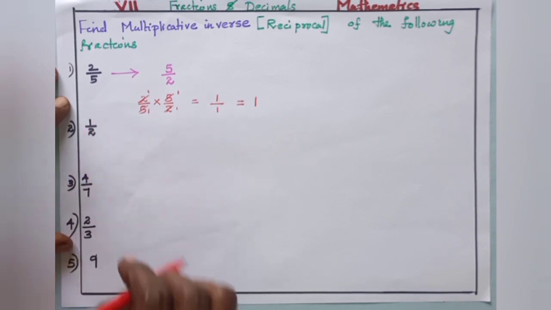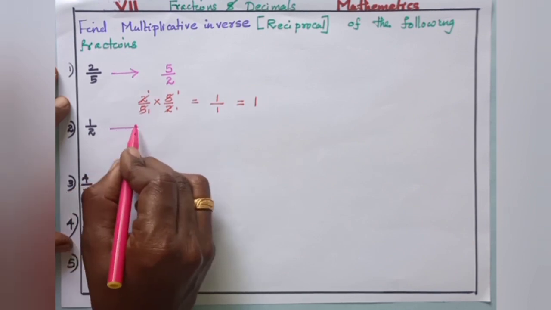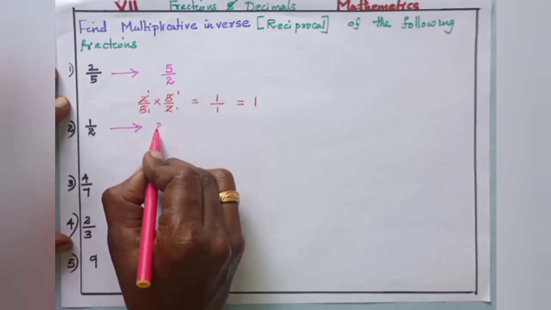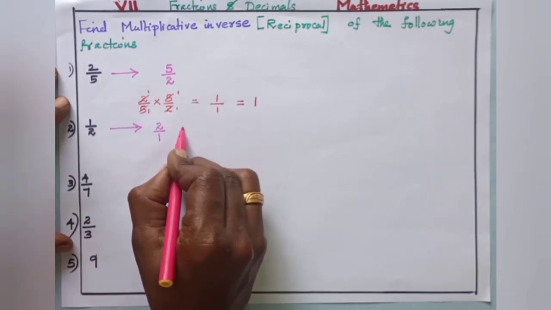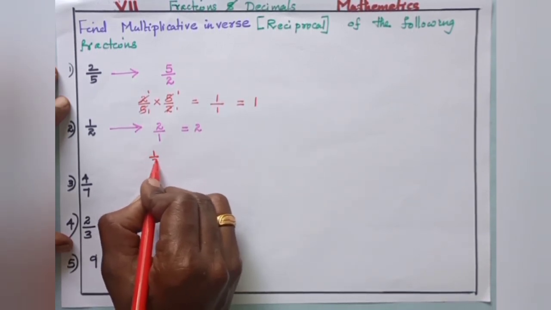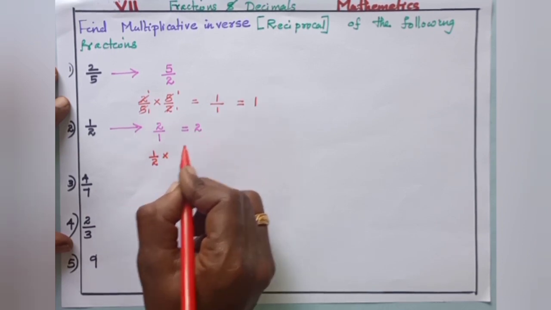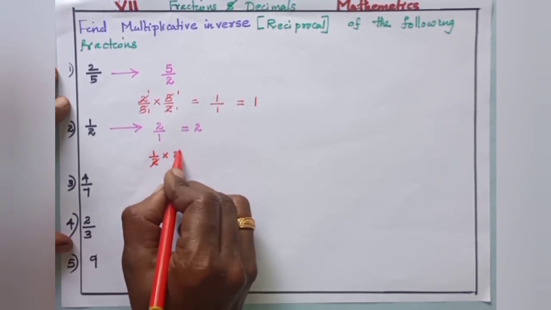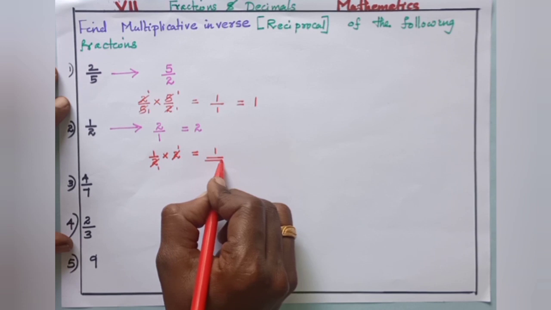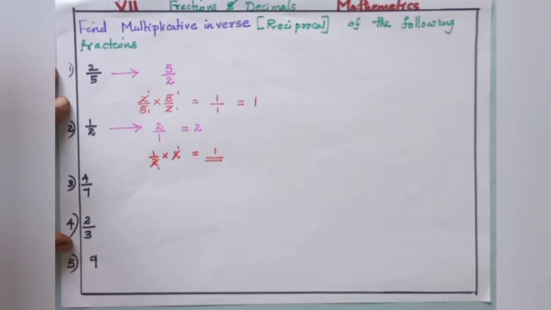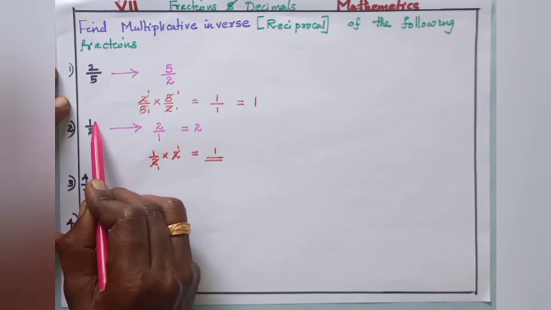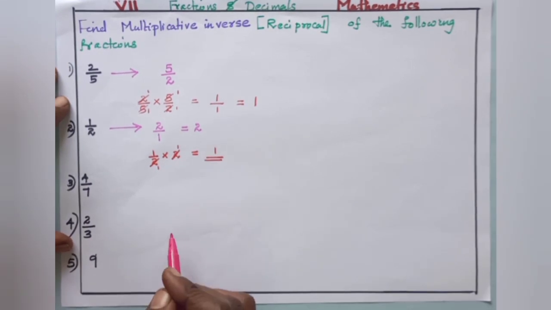Then 1 by 2. The multiplicative inverse of 1 by 2 is, change the denominator and numerator, 2 by 1. 2 by 1 is equal to 2. Check this product is 1 or not. 1 by 2 is the given fraction and its multiplicative inverse is 2. Cancel 2 and 2. 1 into 1 equal to 1. Okay. So multiplicative inverse is: numerator changes into denominator and denominator changes into numerator.